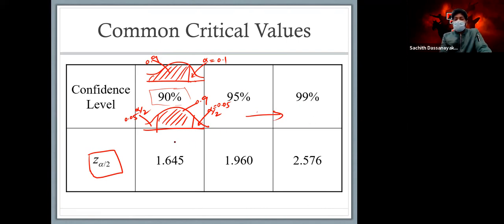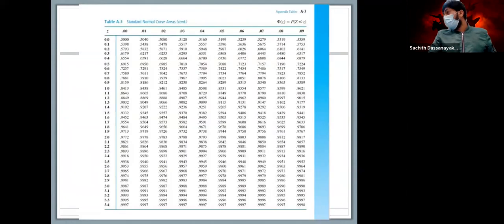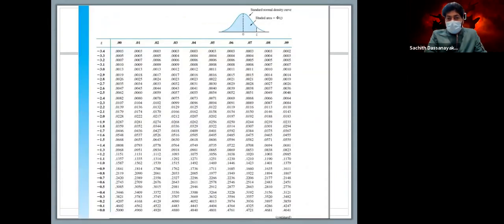Once you go to the table, in this case, you have to find what? This is the C alpha over 2 value. You can go to the table and find it. For example, I'll show you this one. You need to find 0.05. I'll use table 1; you can use table 2 using 1 minus that value. Somewhere here, 4, 5. See?